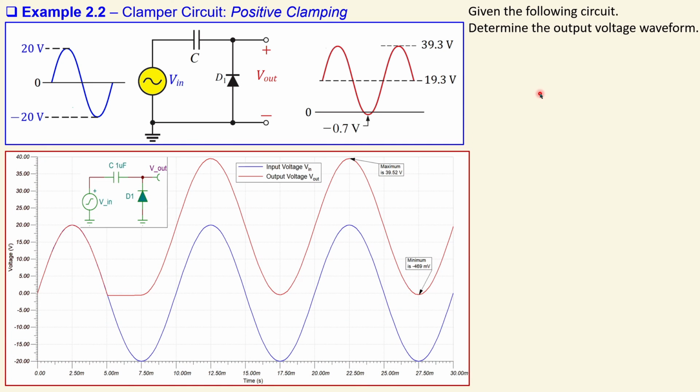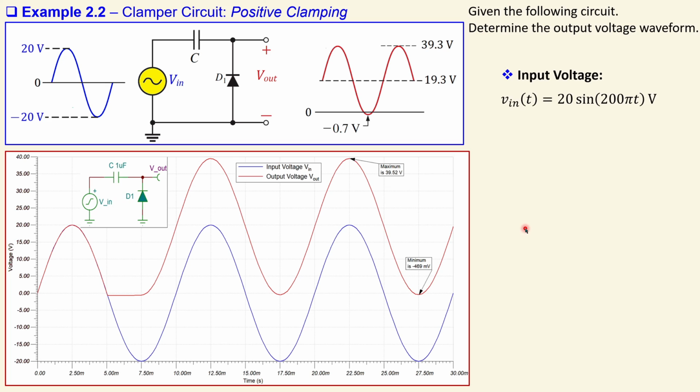So again, looking at the simulator, this is the blue line, which is our input, and the red line is our output. You can see the blue line is indeed 20 up, 20 down, and the red line has a maximum of 39.52 and minus 470 millivolts approximately. So again, not exactly as we have calculated or determined from our waveform, but it is close.